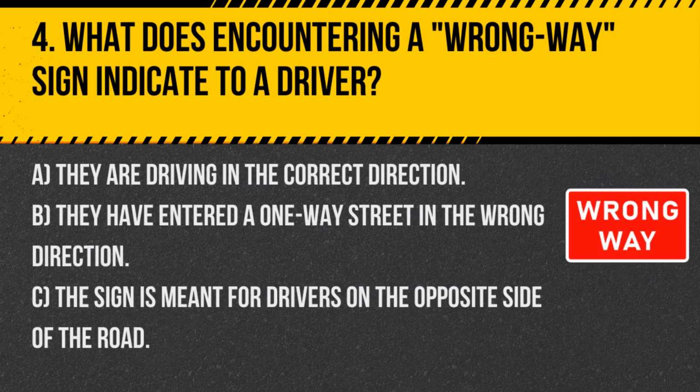Question 4. What does encountering a wrong way sign indicate to a driver? A. They are driving in the correct direction. B. They have entered a one-way street in the wrong direction. C. The sign is meant for drivers on the opposite side of the road.